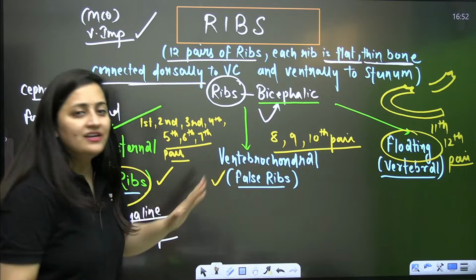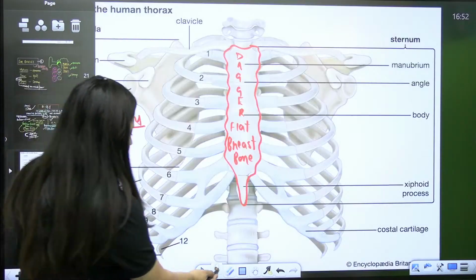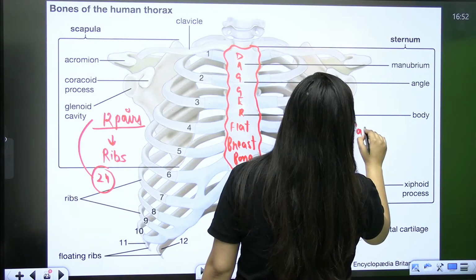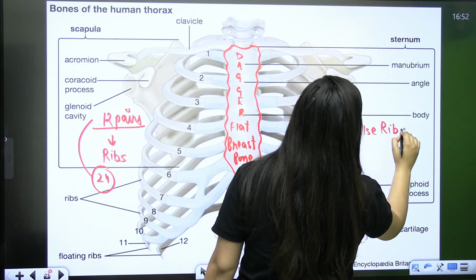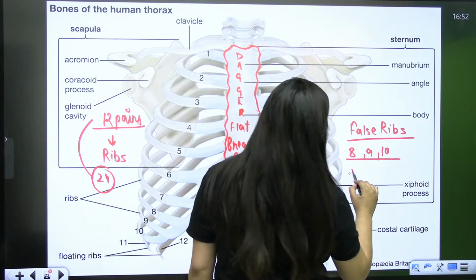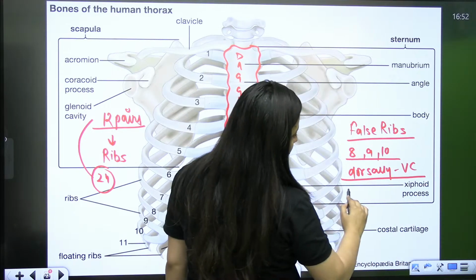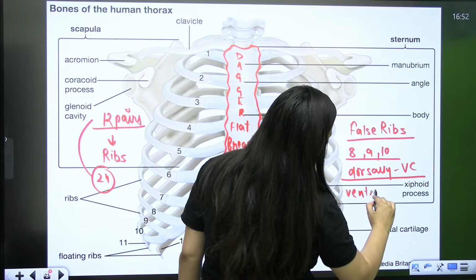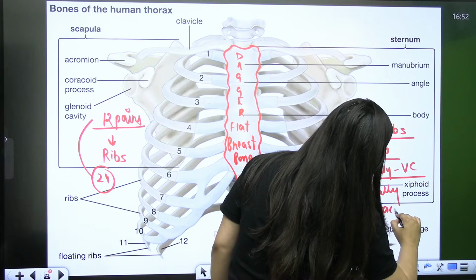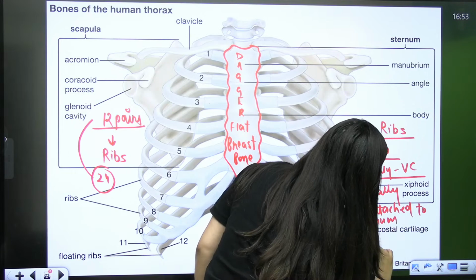Then vertebrochondral. Now they are the false ribs. Which pair is of false ribs? 8th, 9th and the 10th. Dorsally, no doubt, it is attached to the vertebral column, it is articulated to the vertebral column. But ventrally it is not attached to the sternum directly.